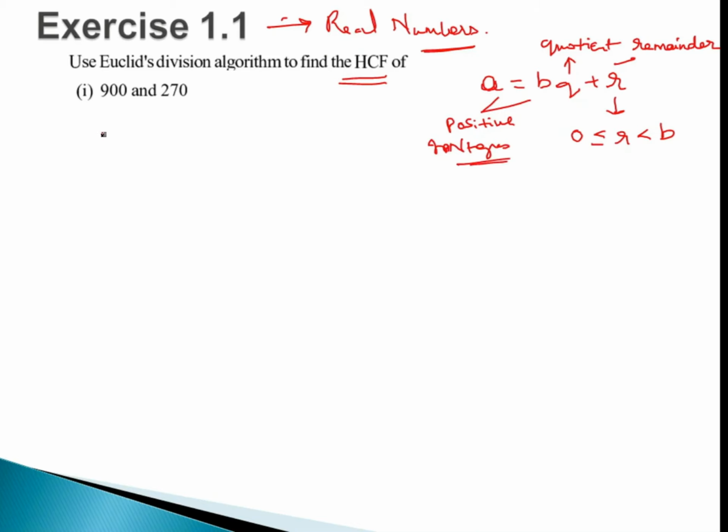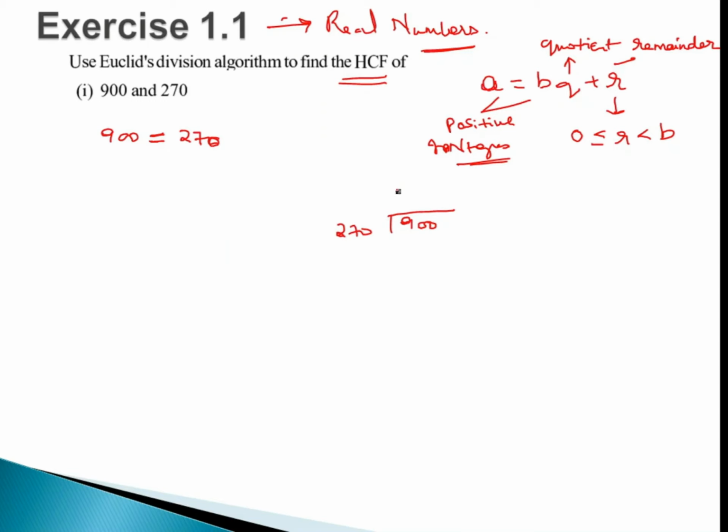Look at this number, 900. How to write this 900? It is simple. You need to divide this 900 using the other number, 270. I have the other number over here, 270. So when I'm dividing this, what would be the resultant?